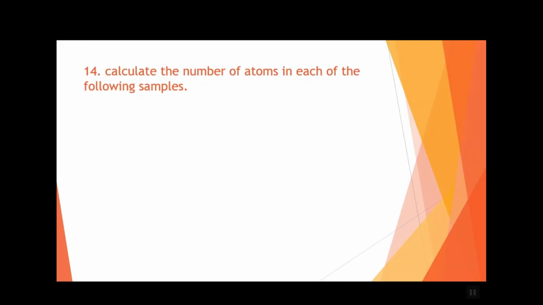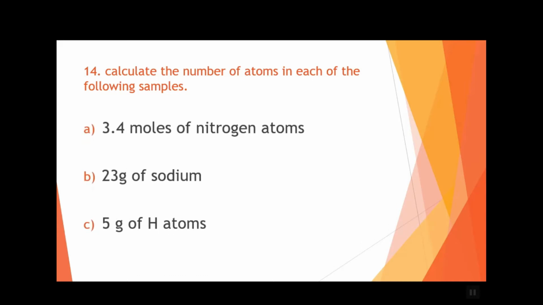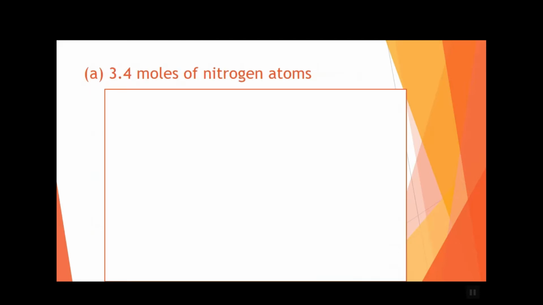Question number 14. Calculate the number of atoms in each of the following samples. A, 3.4 moles of nitrogen atoms. B, 23 gram of sodium. C, 5 gram of hydrogen atoms. Students, in part A, we have 3.4 moles of nitrogen atoms and we have to find the number of atoms. And in part B and C, we have masses of sodium and hydrogen and we have to calculate the number of atoms.